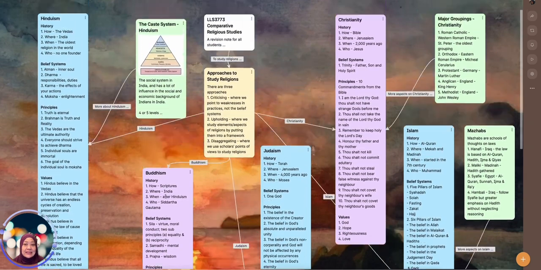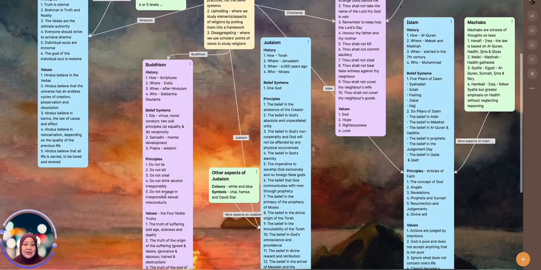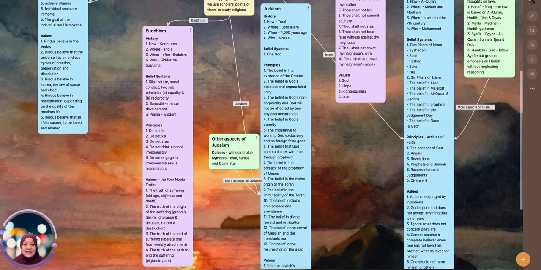So the third religion. We have here Judaism. Basically, if we talk about the history: the how, Torah, and where, Jerusalem. When, 4,000 years ago, or you can simply say the third oldest religion in the world. And the who, Moses. So belief systems, just one God. Straightforward, one single God. Now, if you look at the principles, there are 13 of them.